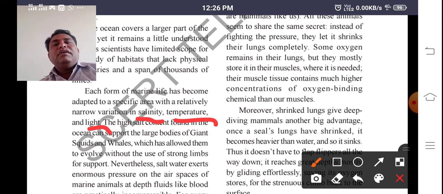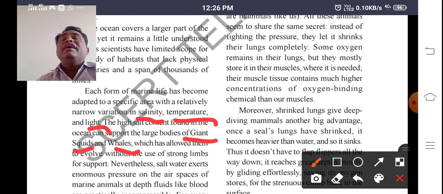These play a vital role in the survival of aquatic, particularly ocean or marine organisms, either plants or animals. So the ocean can support large bodies of squids and whales, which has allowed them to evolve without the use of strong limbs for support. So these are adapted for the particular ocean. Squids and whales, you have already seen, are the biggest-bodied aquatic animals, which has allowed them to evolve without the use of strong limbs for support.